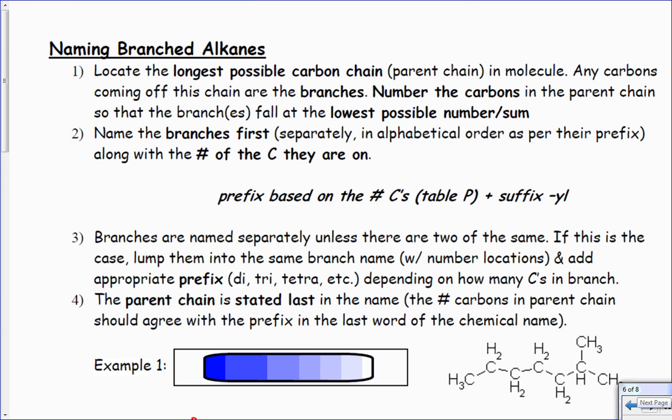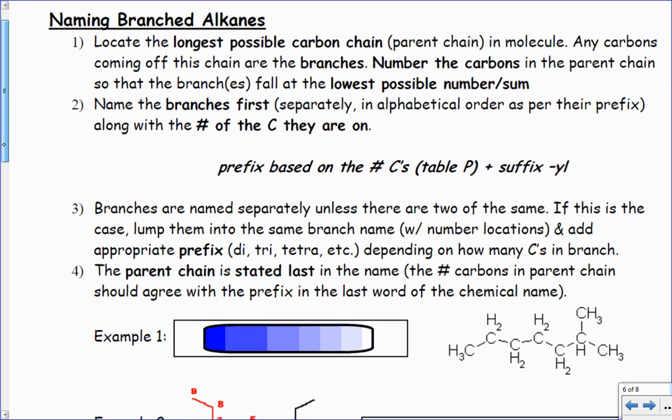Naming branched alkanes. Locate the longest possible carbon chain. That's what I just showed you how to do, right? Name the branches first if I can. Prefix based on the number of carbons in the table, P, of course. Suffix will end in "yl."